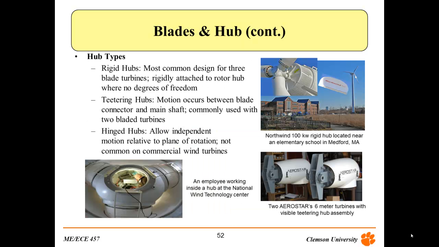Hub types. First, rigid hubs. Most common design for three-blade turbines. Rigidly attached to rotor hub where no degrees of freedom. Next, teetering hubs. Motion occurs between blade connector and main shaft, commonly used with two-bladed turbines. Finally, hinged hubs allow independent motion relative to the plane of rotation, not common on commercial wind turbines.